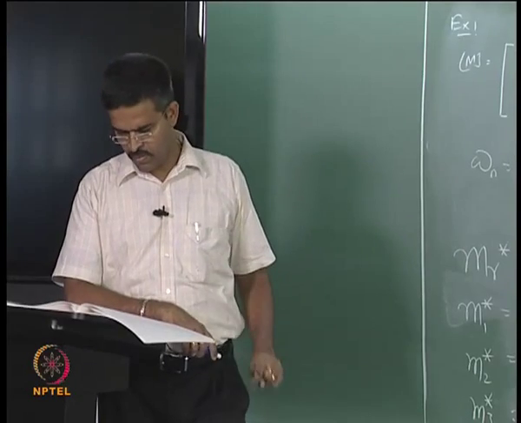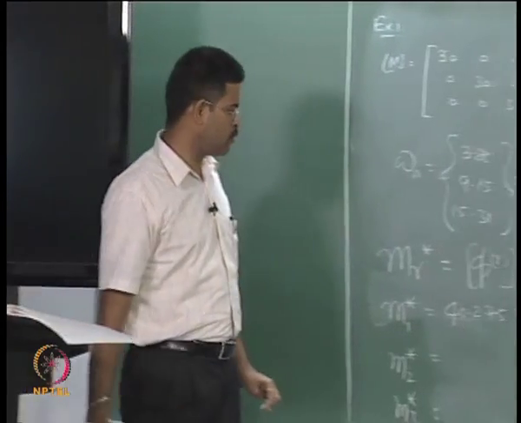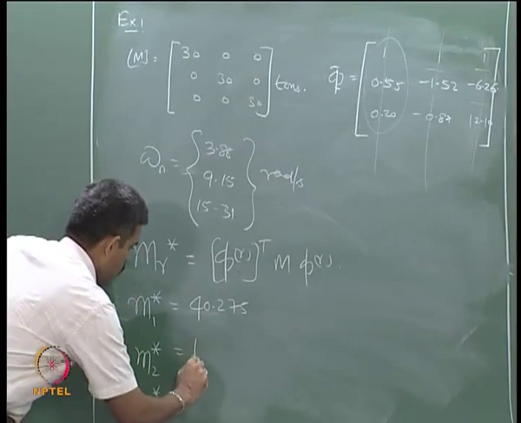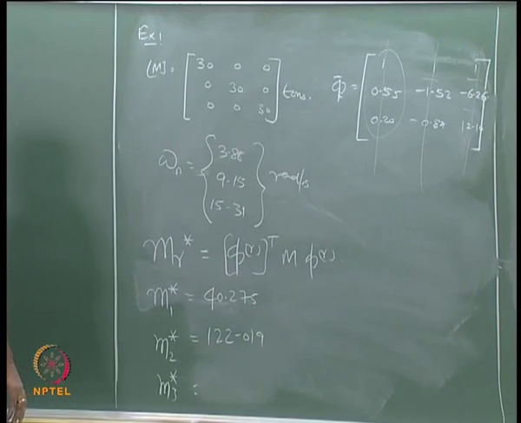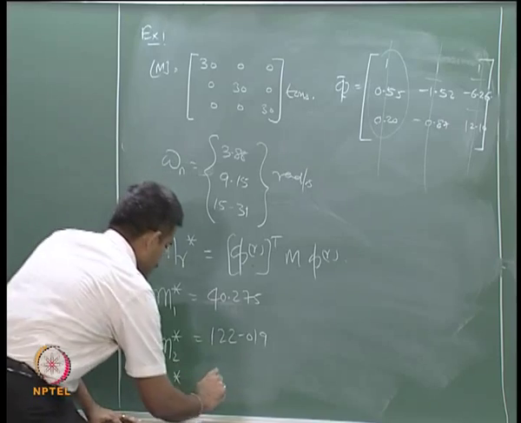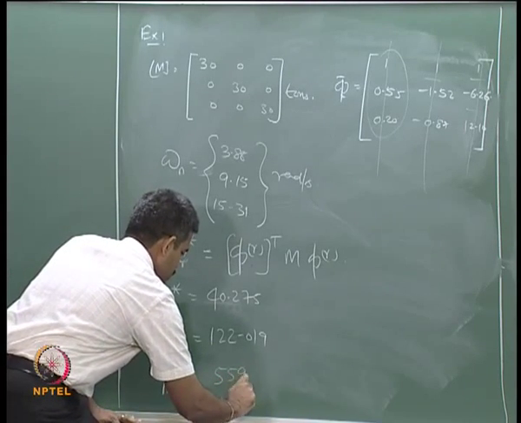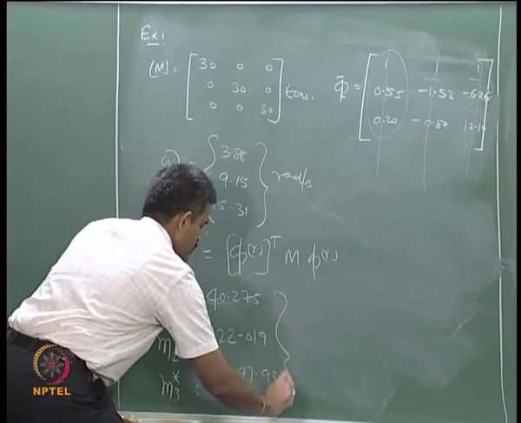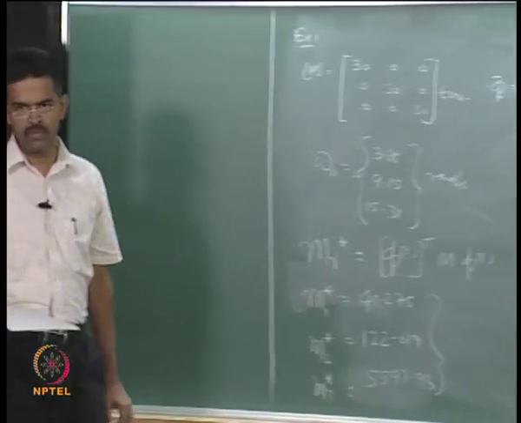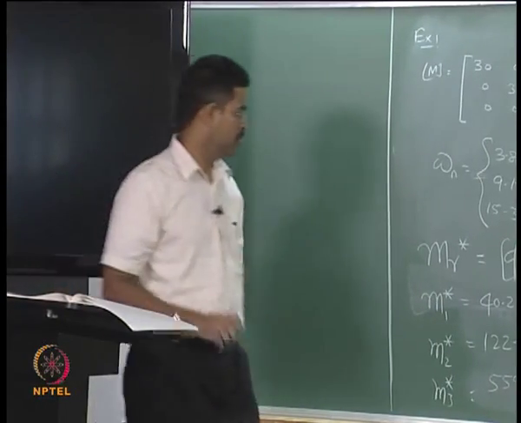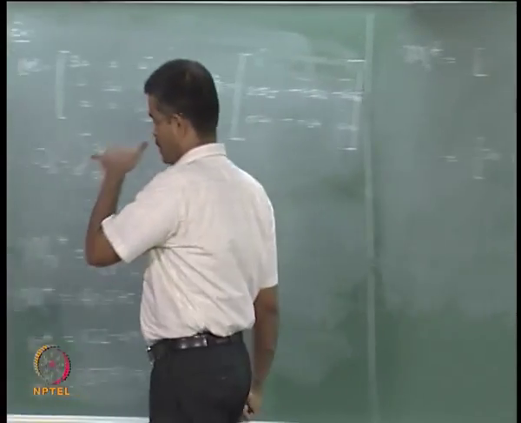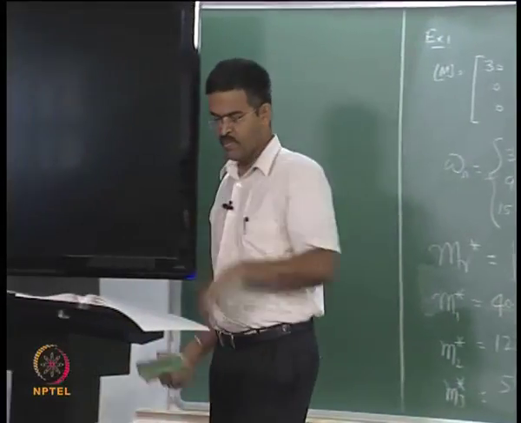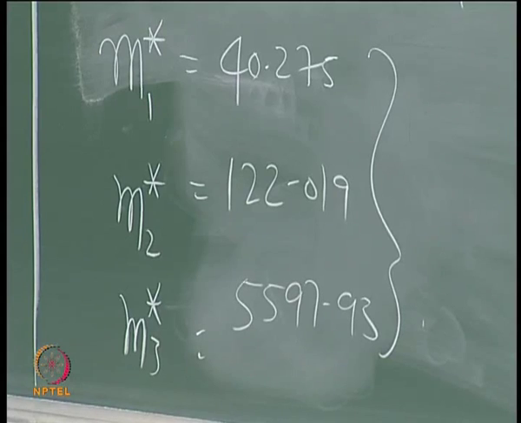Yeah, fine. I will give you the answers. It becomes 122.019, and M3 becomes 5597.93.